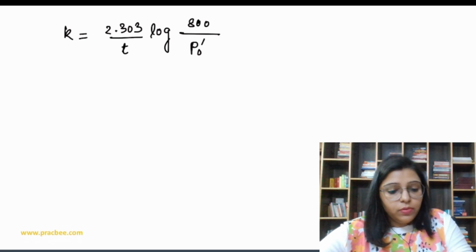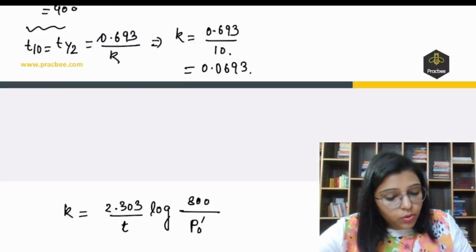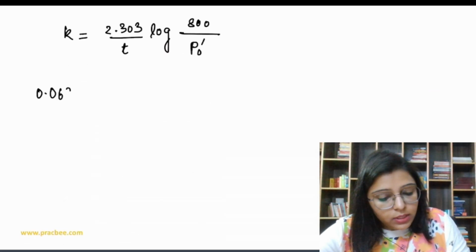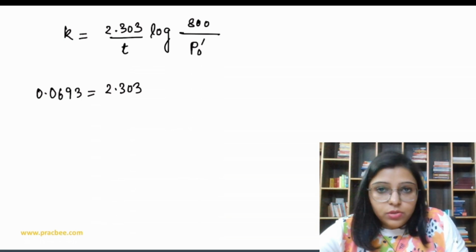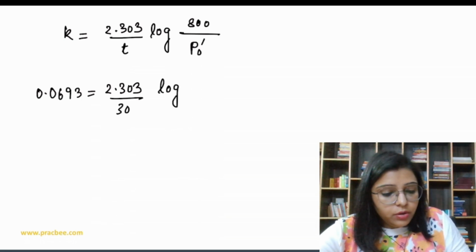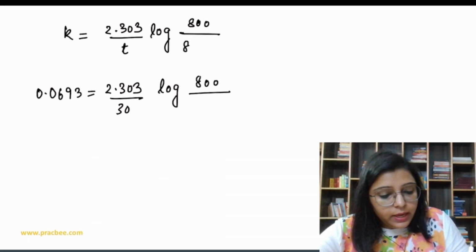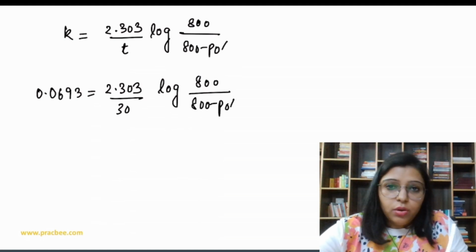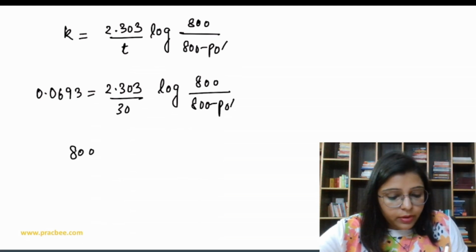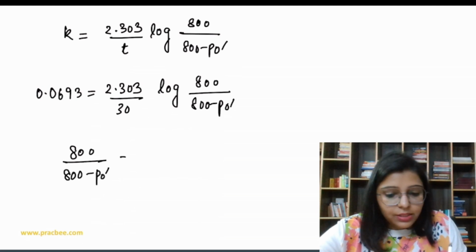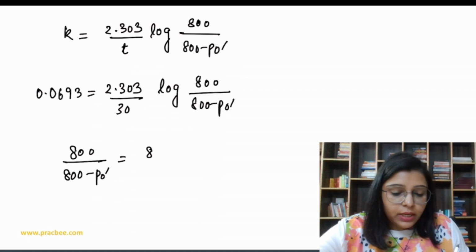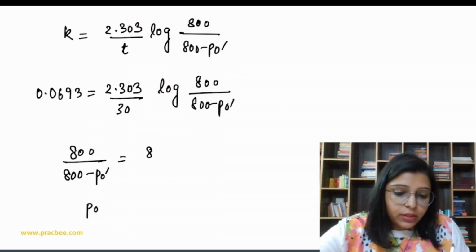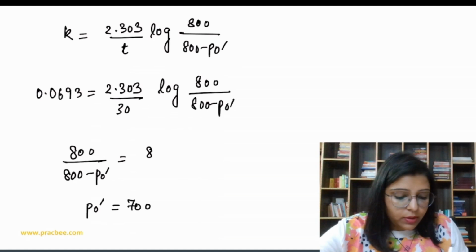So K we can write as 0.0693, and this is 2.303 upon 30 and log 800, and we can write final as 800 minus P naught dash. On solving this completely, you get 800 upon 800 minus P naught dash as 8. So after solving this further, we get P naught dash is equal to 700.